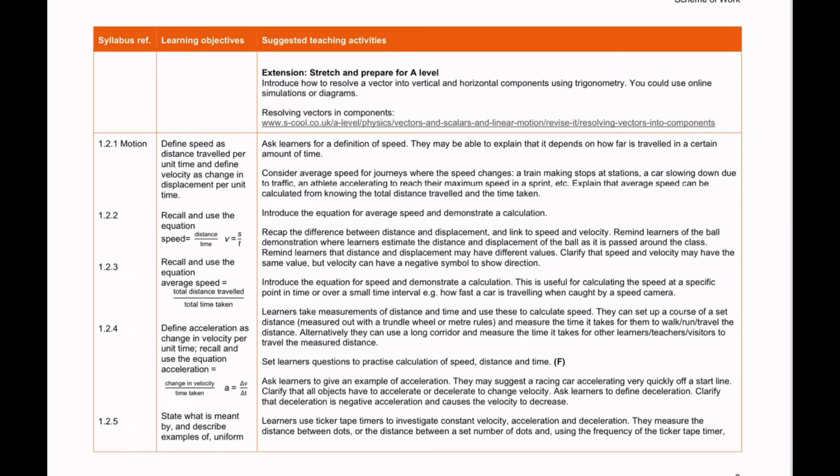Define speed as distance traveled per unit time and define velocity as change in displacement per unit time. Recall and use the equation speed is equal to distance upon time, or v = s/t. Recall and use the equation average speed is equal to total distance traveled upon total time taken. Define acceleration as change in velocity per unit time.